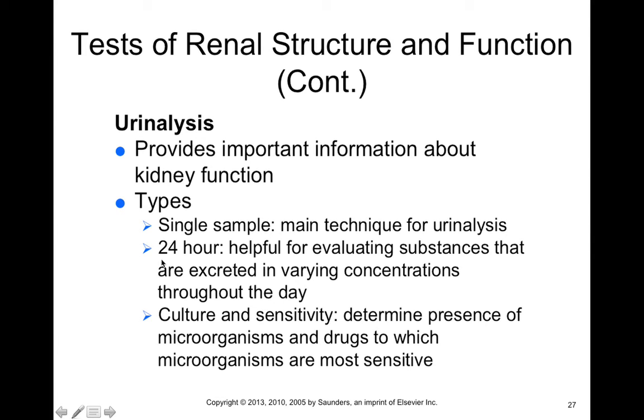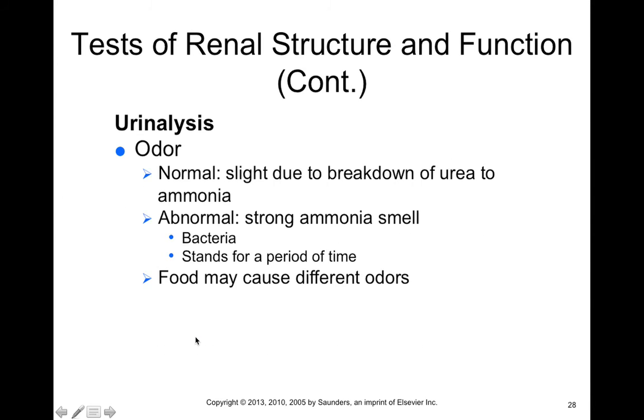In 24-hour samples, you can actually inject a known quantity of a substance into someone's bloodstream, and then 24 hours later, measure how much of that substance you find in their urine. And this can give you an idea of how well the kidneys are able to clear out that substance from the bloodstream. We can look at culture and sensitivities to determine the presence of things like microorganisms to figure out if someone has an infection.